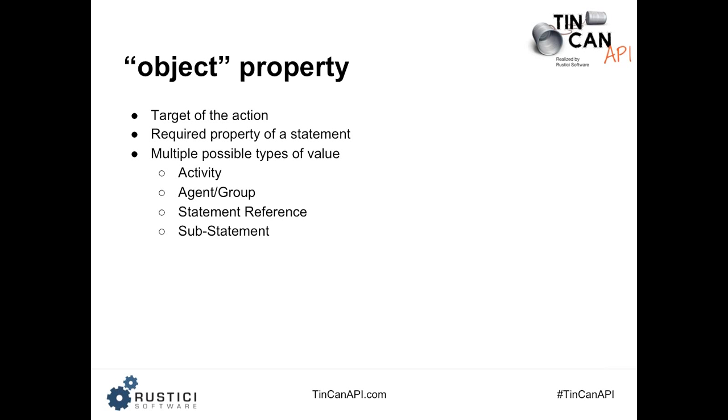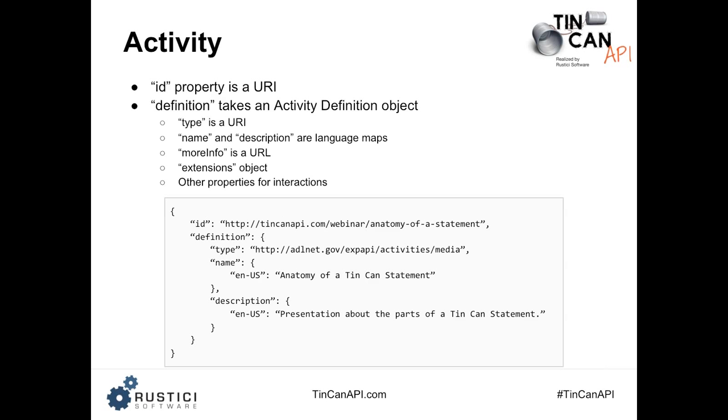It too is a required property of a statement. And there are multiple possible types of values here. So we can have an activity, which is probably going to be the most common type. Other options for the object property include an agent group, or a statement reference, or a substatement. We'll see those other types in a few minutes. So starting off with activity as a particular type of object. An activity has a property that is an ID, and it too is a URI.